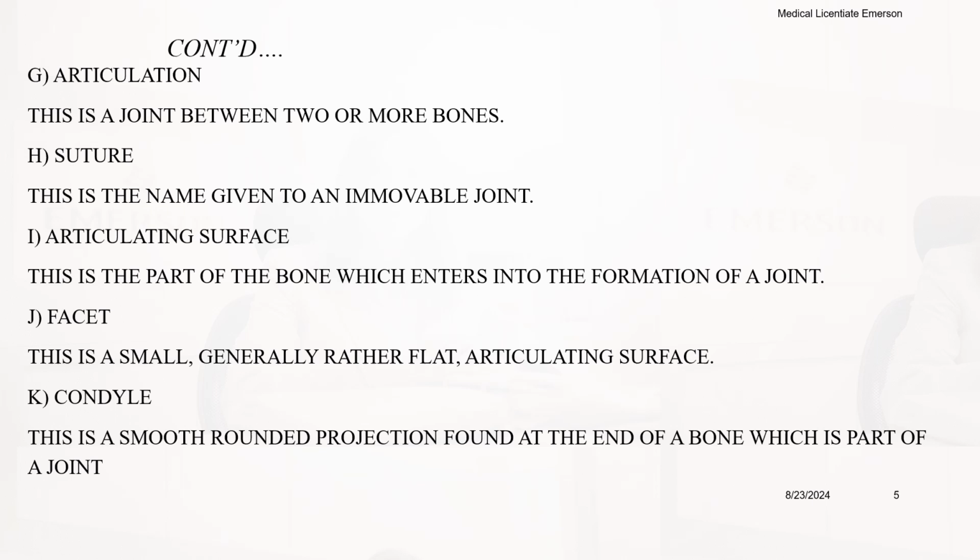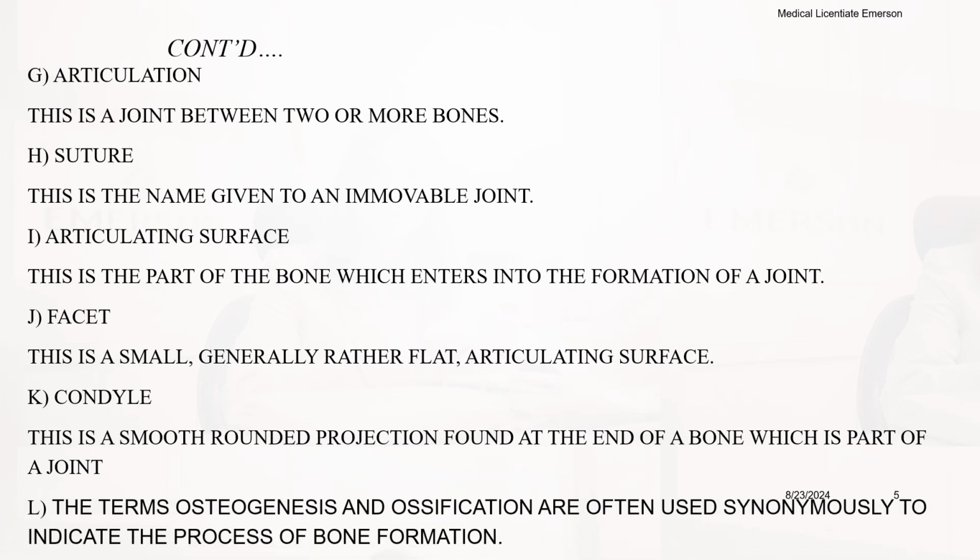Then the condyle, this is just a smooth, rounded projection found at the end of a bone, which is part of a joint. So we call it a condyle. So these are some of the terms we'll be using. And the other terms, the terms osteogenesis and ossification are often used synonymously to indicate the process of bone formation. So when you say ossification, we're talking about osteogenesis, which is bone formation.